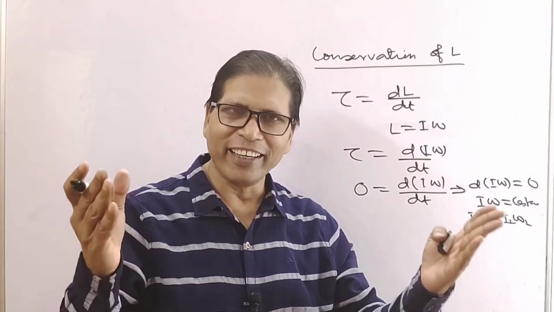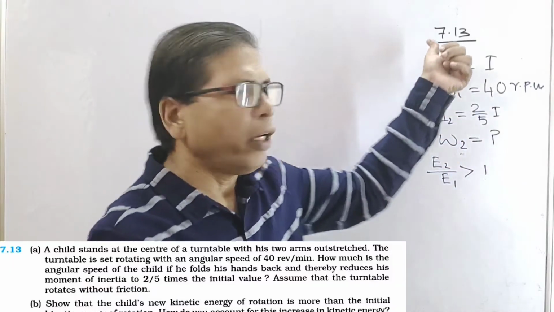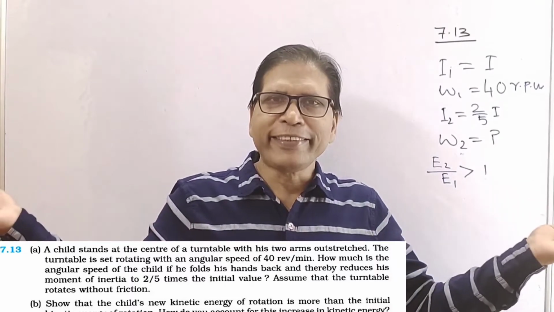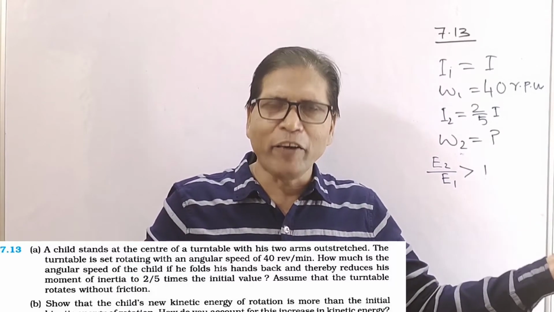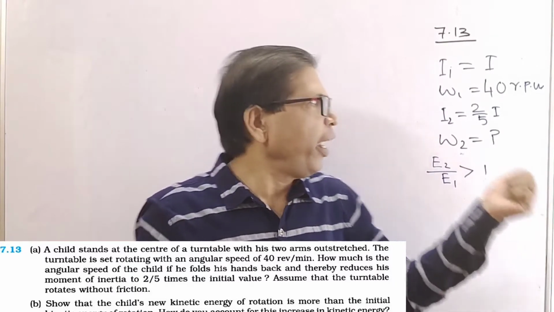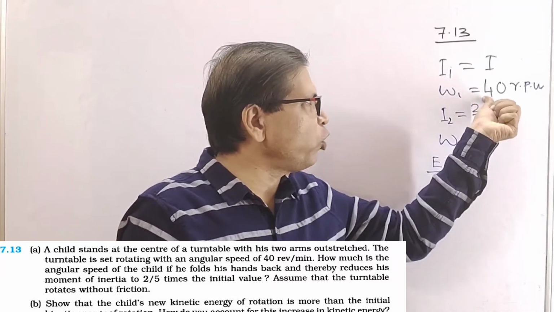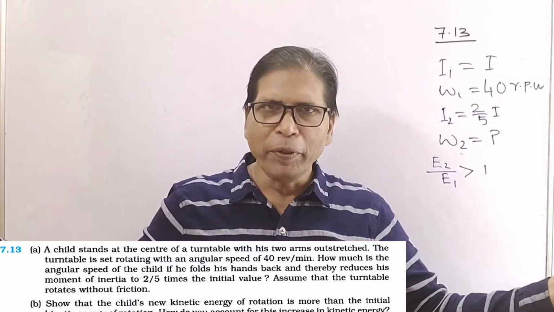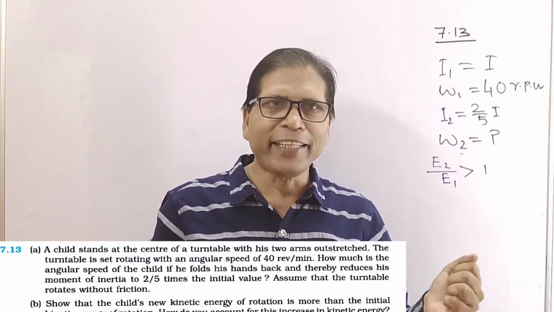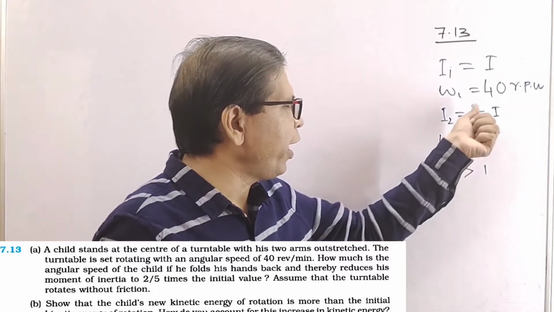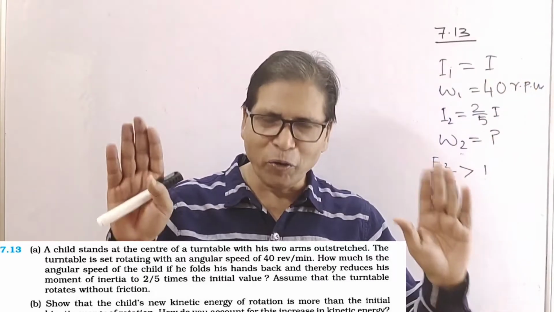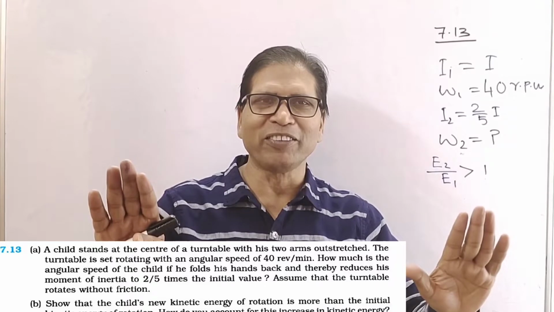Understood? Now next. Now NCERT 1.73. A boy stretches his hands, stands on a turntable and revolves with an angular velocity of 40 rpm. Now if he folds his hands such that his moment of inertia decreases to 2 by 5 of the initial value, what will be the final angular velocity?